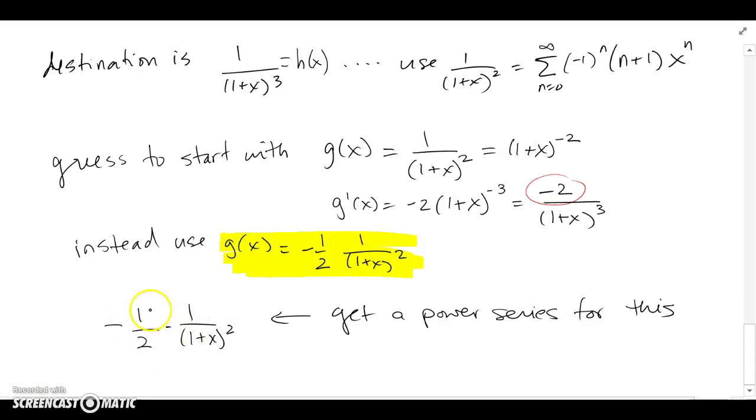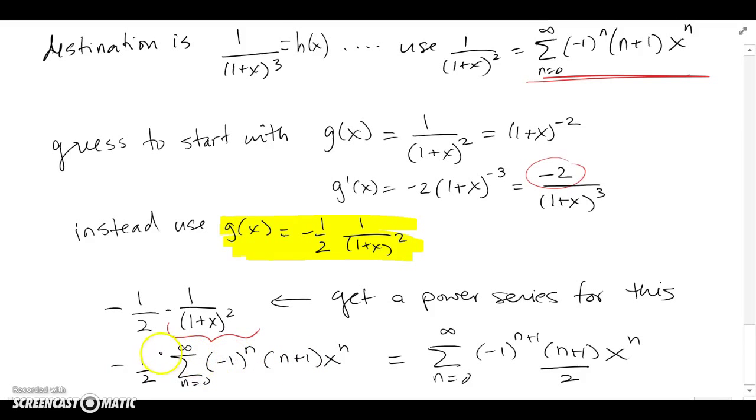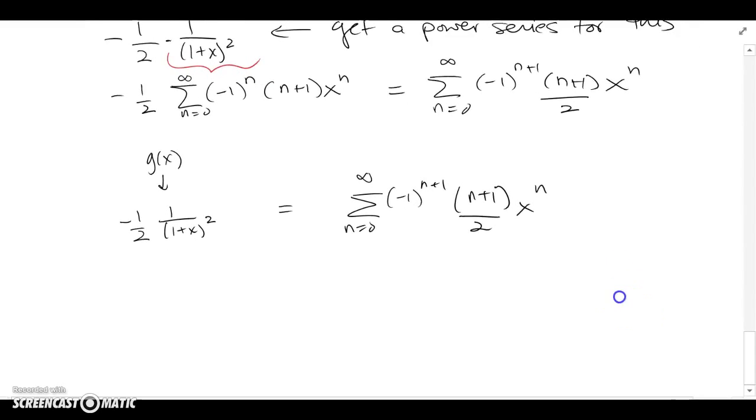So I need to get a power series for this guy, but the good news is we already have a power series for this piece. It's right here. So let's plug that in and clean things up a little bit. So I'm going to have -1/2. I just replaced this guy with its power series representation. Now I'm going to put the -1/2 inside. So I moved in the -1 with this guy, and that made it -1 to the n plus 1, because I gave it one more additional -1, and I just put the 2 in the denominator. So this is my g of x equal to that power series.